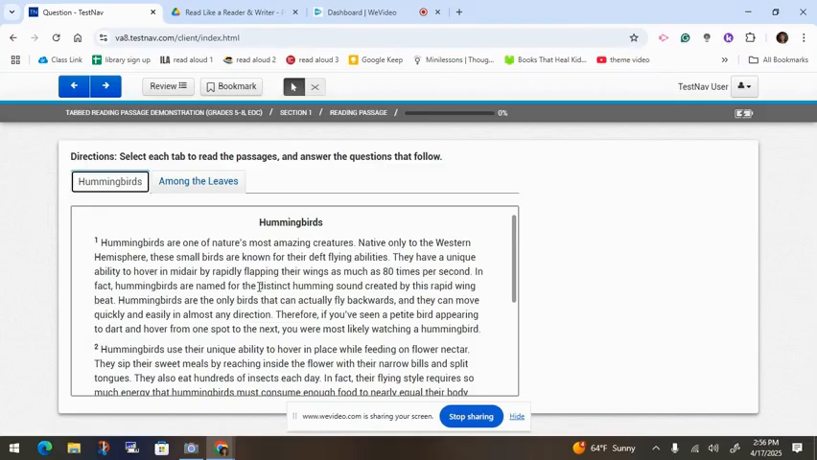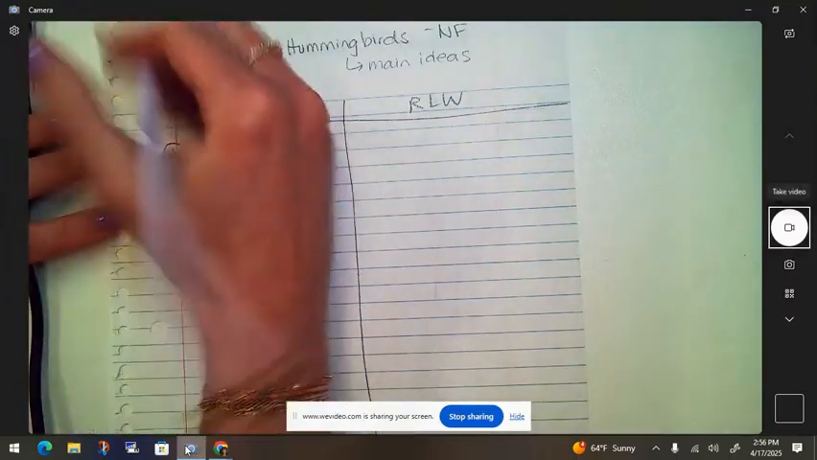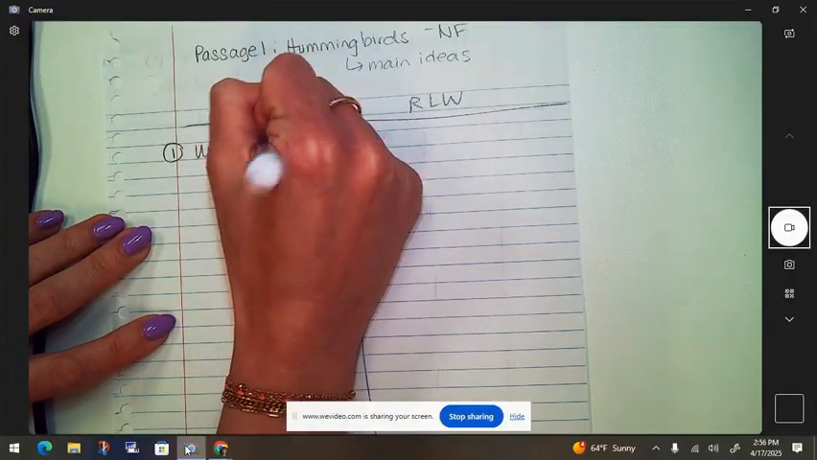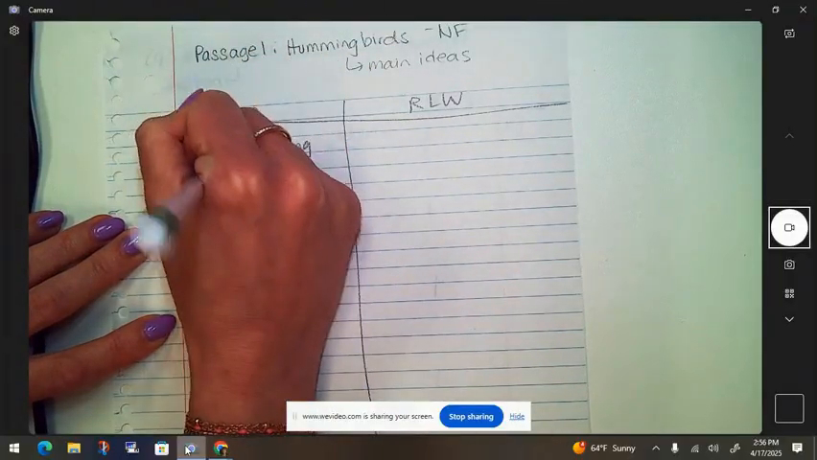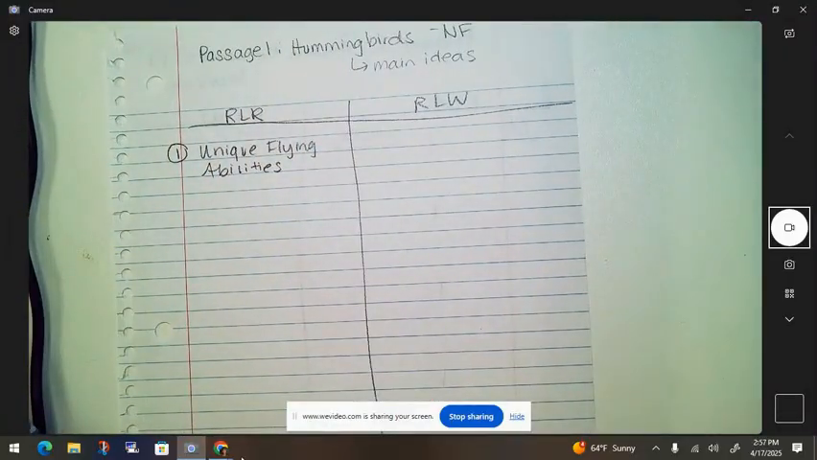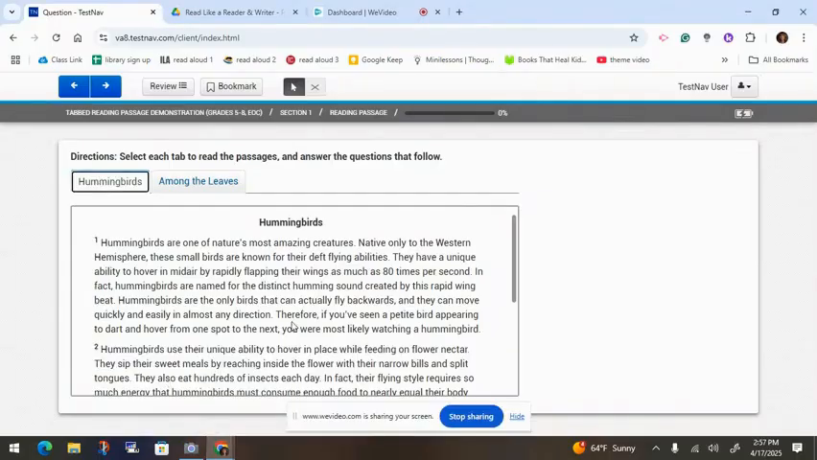Therefore, if you've seen a petite bird appearing to dart and hover from one spot to the next, you were most likely watching a hummingbird. So immediately, I feel like that whole paragraph was all about their amazing, unique flying abilities. So I'm going to put a 1 for my paragraph 1 on my scratch paper, and I'm going to say unique flying abilities. Okay. All right, I'm going to go back. I think that's my main idea in a quick nutshell.